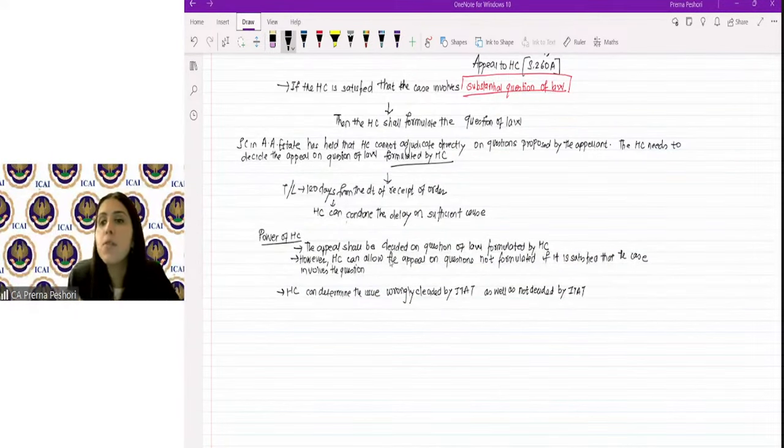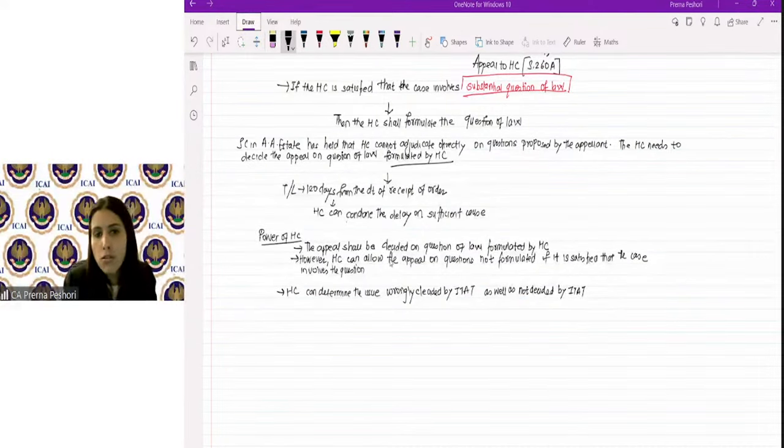Now, the entire proceedings of the High Court, the appeal before the High Court, are governed by the Code of Civil Procedure. Code of Civil Procedure is a separate code which relates to the civil procedure for civil law, and the income tax law does not govern the appeal before the High Court. It is governed by the Code of Civil Procedure.